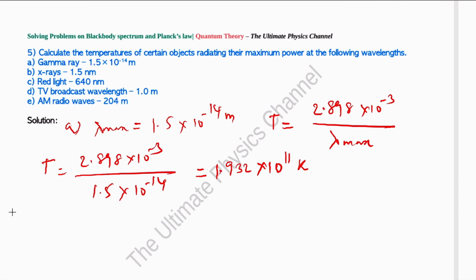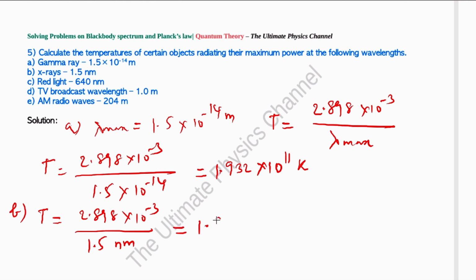Right? Similarly, if we work out the second one, which is X-rays, T is equal to 2.898 into 10 power minus 3 over the wavelength maximum, which is 1.5 nanometers. Nanometers, remember, has to have a 10 power minus 9 multiplying here. And therefore, if you work out these numbers, it is again 1.932 million Kelvin, right?